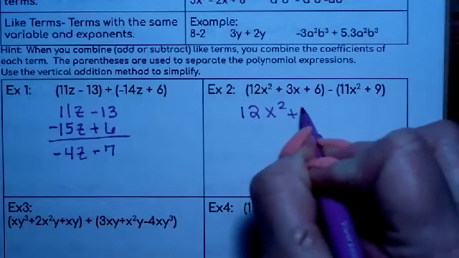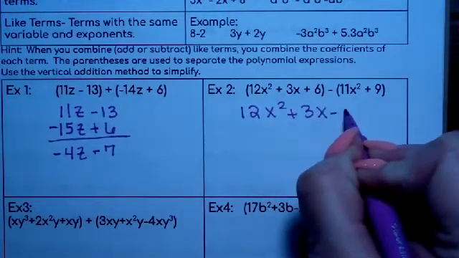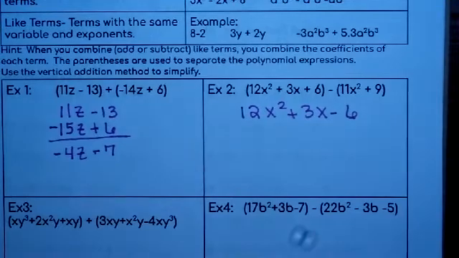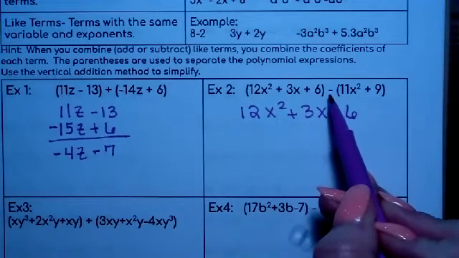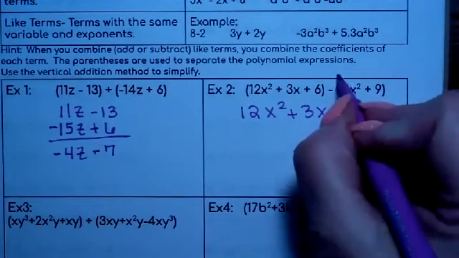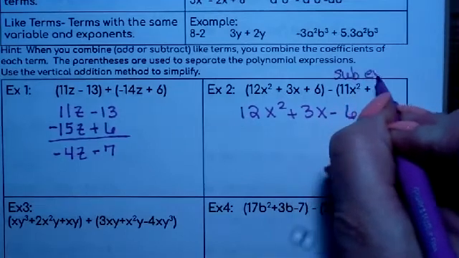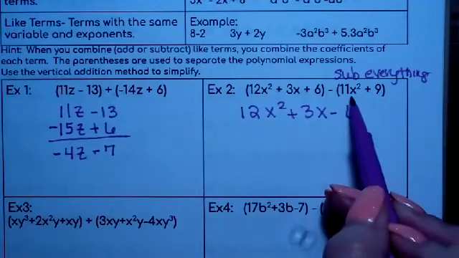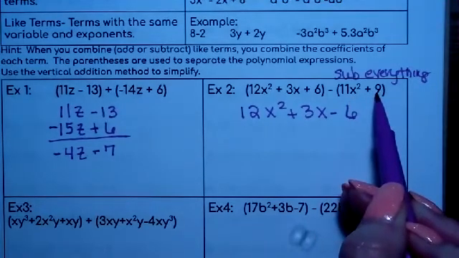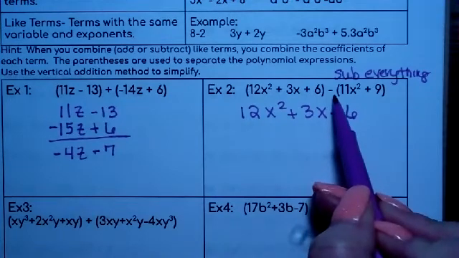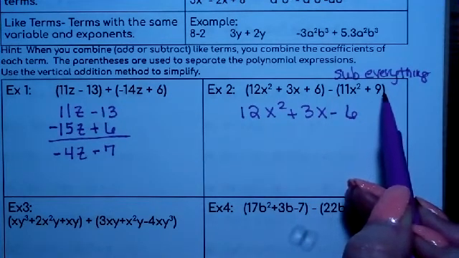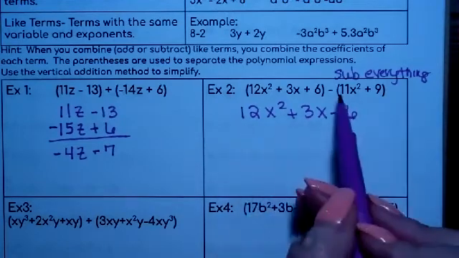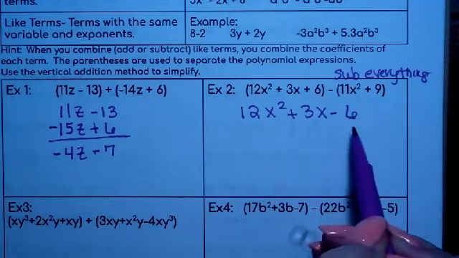12x squared plus 3x minus 6. Now, let's be careful. This minus sign right here in front of the parenthesis means I have to subtract everything. Okay? Means I've got to subtract the 11x squared and I've got to subtract the 9. I have to subtract everything in the parentheses. Okay? And I'm going to make them subtractions when I rewrite them at the bottom underneath my first polynomial.